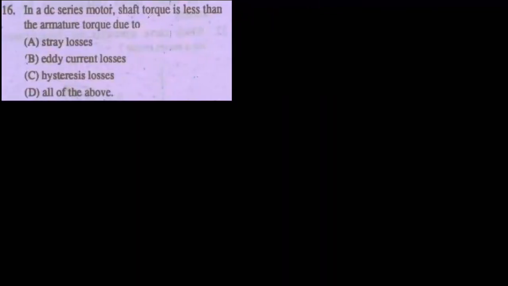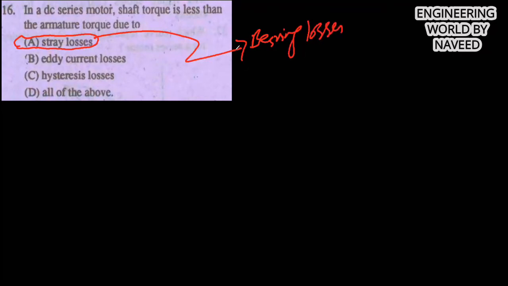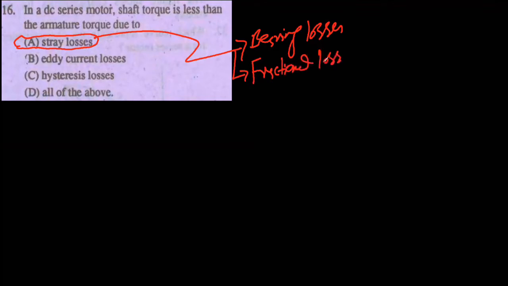Okay, next MCQ is: in a DC series motor, shaft torque is less than the armature torque due to stray losses, eddy current losses, hysteresis losses, all of the above. So the correct option is option A, that is the stray losses. Stray losses are losses like bearing losses, or you can say frictional losses. This type of losses is also known as mechanical losses.